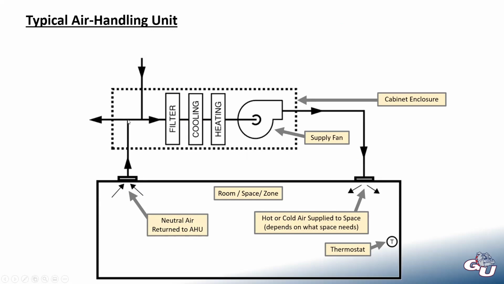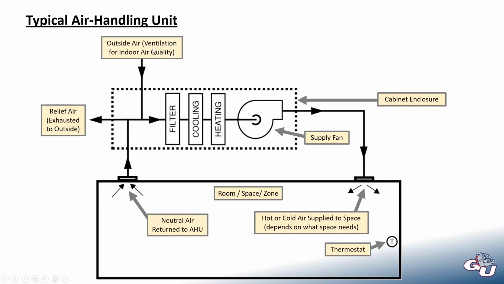From there, we have some air that we need to exhaust to the outside. So that's usually called our relief air. We also have our outside air, because again, we have to bring in that ventilation air. The outside air and the relief air have to be in balance, because if you're bringing in fresh outside air, you also have to get rid of air in the same amount, or else you're going to end up pressurizing the space.